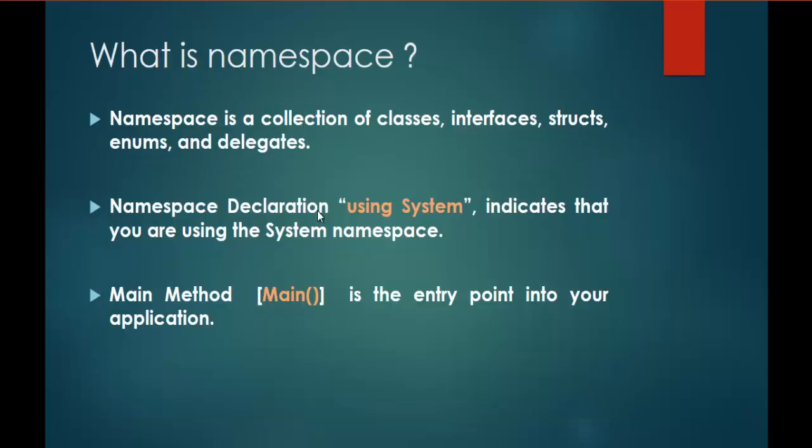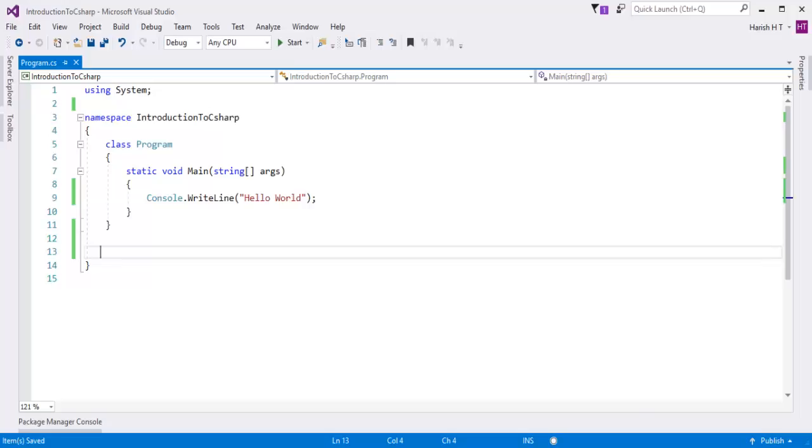Okay, namespace declaration using system indicates that you are using the system namespace. Okay, and system is a namespace, keep in mind. And coming to the second part, the second part is a class. Okay, what do you mean by class? Class is a collection of fields, properties and methods.